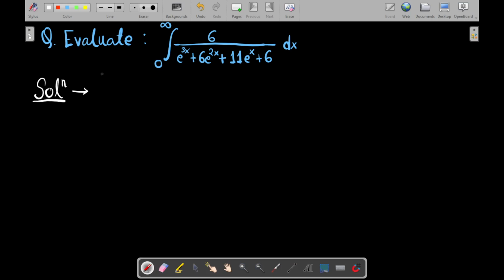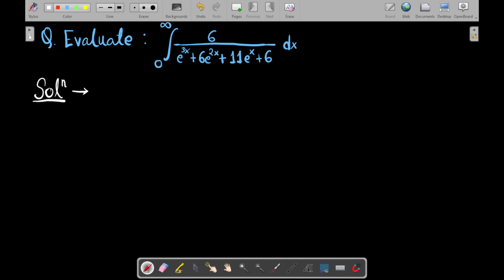Hello everyone. In this question we are asked to evaluate the integral of 6 upon e raised to the power 3x plus 6 e raised to the power 2x plus 11 times e raised to the power x plus 6, as x goes from 0 to infinity.